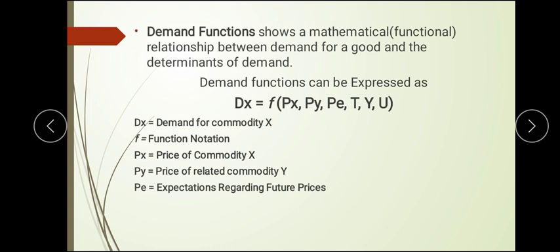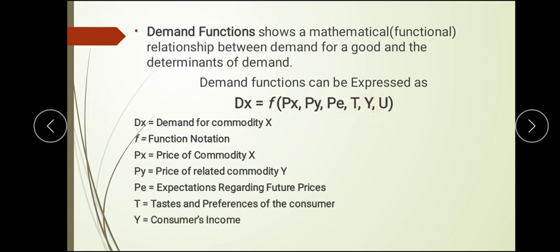All these expectations are determinants which we already studied, and all of them are being converted into a mathematical expression. T stands for taste and preferences. Y stands for consumer's income. And lastly, U means other factors which also affect demand. So these are the different factors which we already studied: the price, and factors other than price, that is related goods, expectations regarding future prices, taste and preferences, consumer's income, and other factors like size and demographic profile of the population.